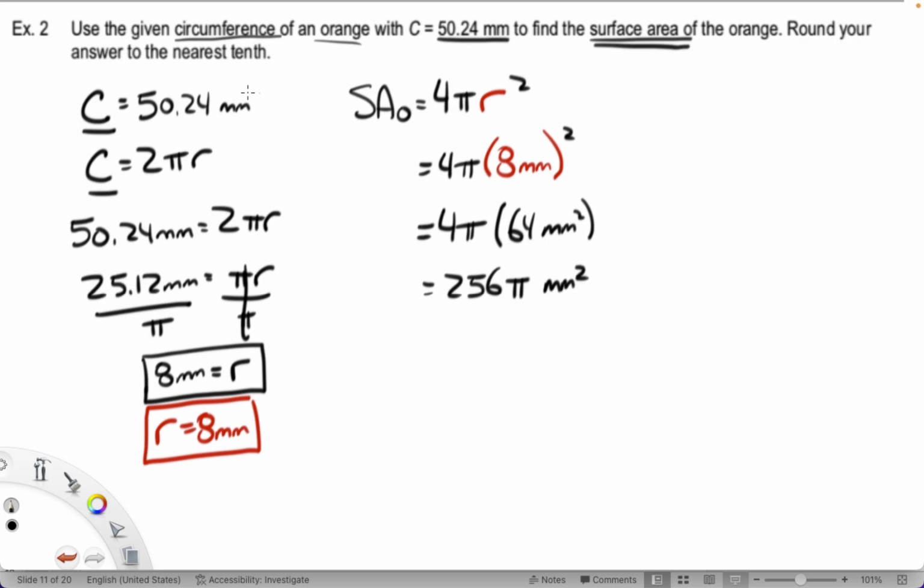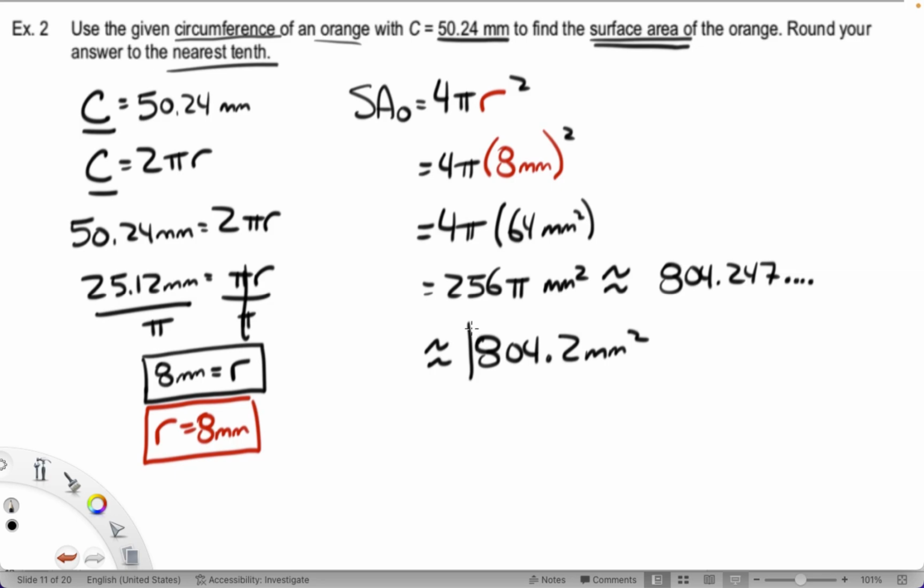But it's asking us to round to the nearest tenth. So if I multiply that out, that's about equal to 804.247, and again, it goes forever and ever. So if we want to round that to the nearest tenth, that would be 804.2 square millimeters.